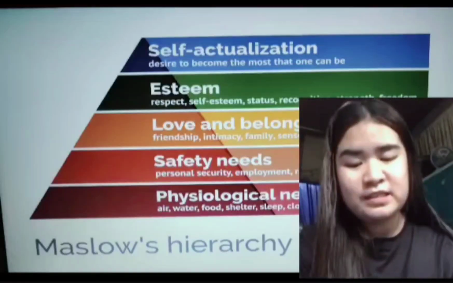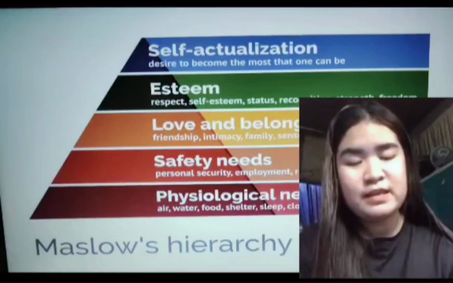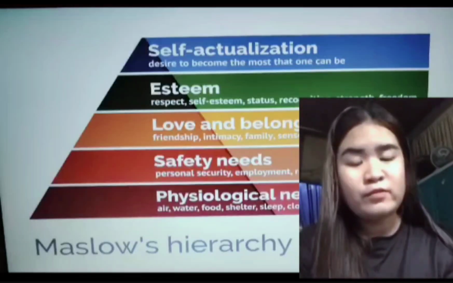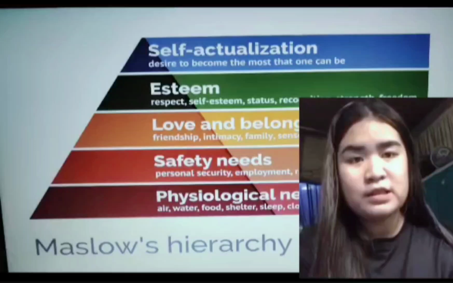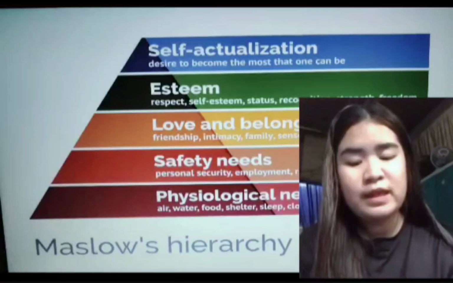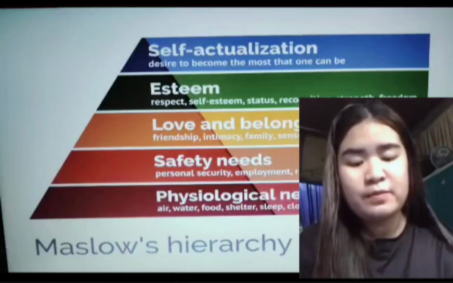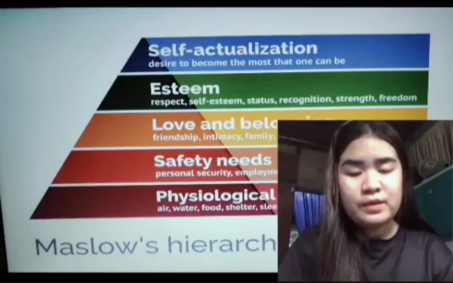Examples of safety needs: first is having a steady home, second is living in a secure neighborhood, third is having health insurance, fourth is building an emergency fund, fifth is creating a safe and comfortable home.